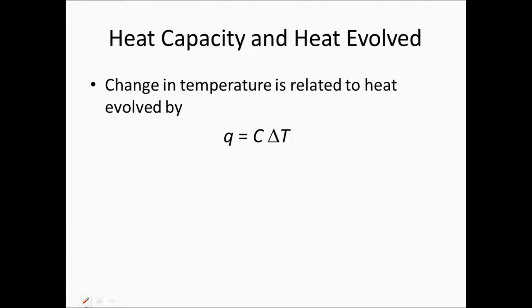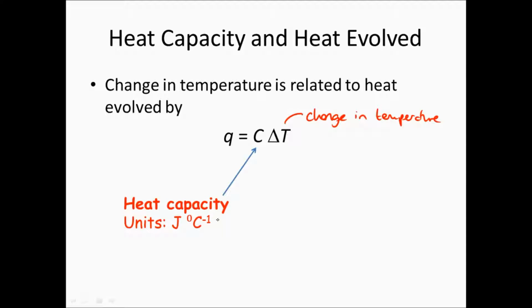It can be shown that the change in temperature of something is related to the heat evolved, Q, which is equal to the heat capacity times the change in temperature. The heat capacity here has units of joules, typically expressed in joules per degree Celsius, which is sometimes expressed as joules per Kelvin, which is the same thing.